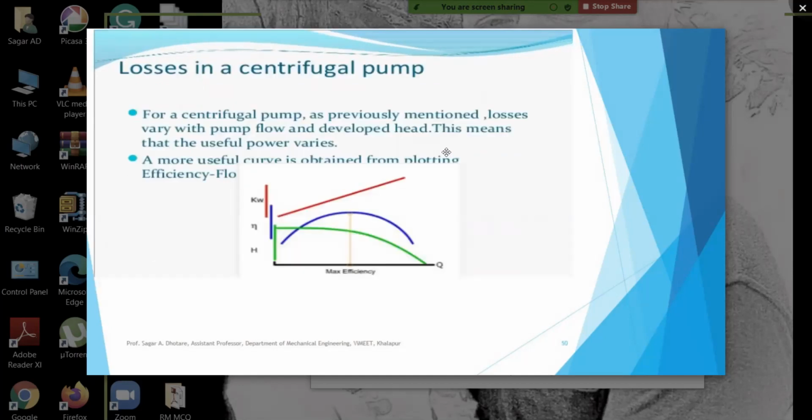Then losses in a centrifugal pump, as you can see in a practical manner. As previously mentioned, losses vary with the pump flow and developed head. This means that the useful power changes. A more useful curve is obtained by plotting the efficiency versus flow diagram. Here the efficiency versus flow is shown. The green color is shown for head, blue for efficiency, and the red curve is shown for power consumption.